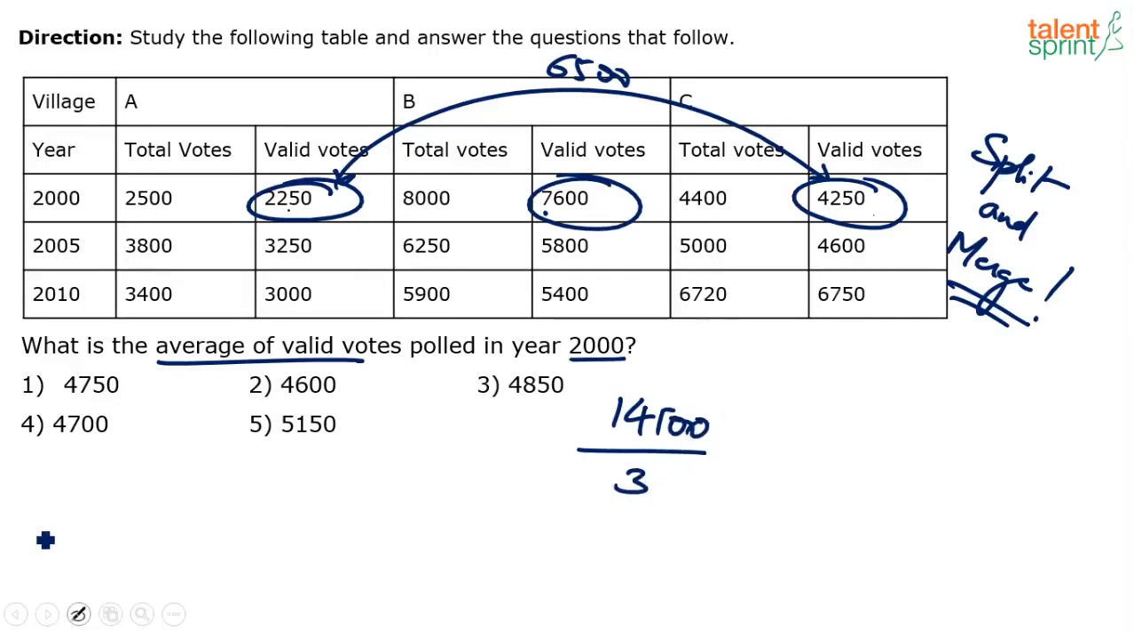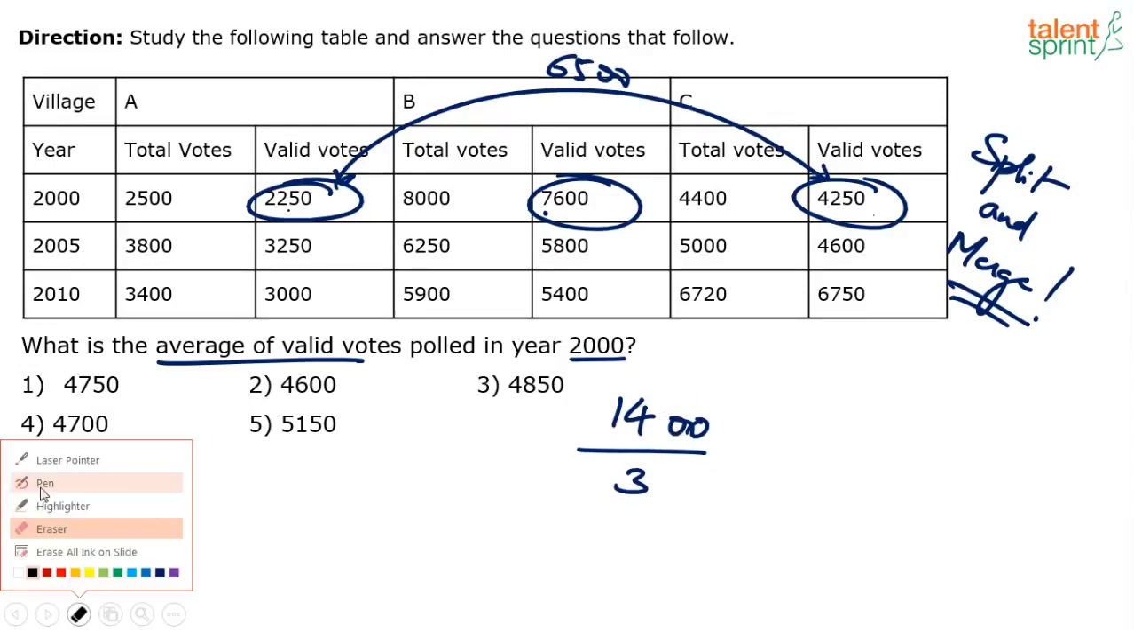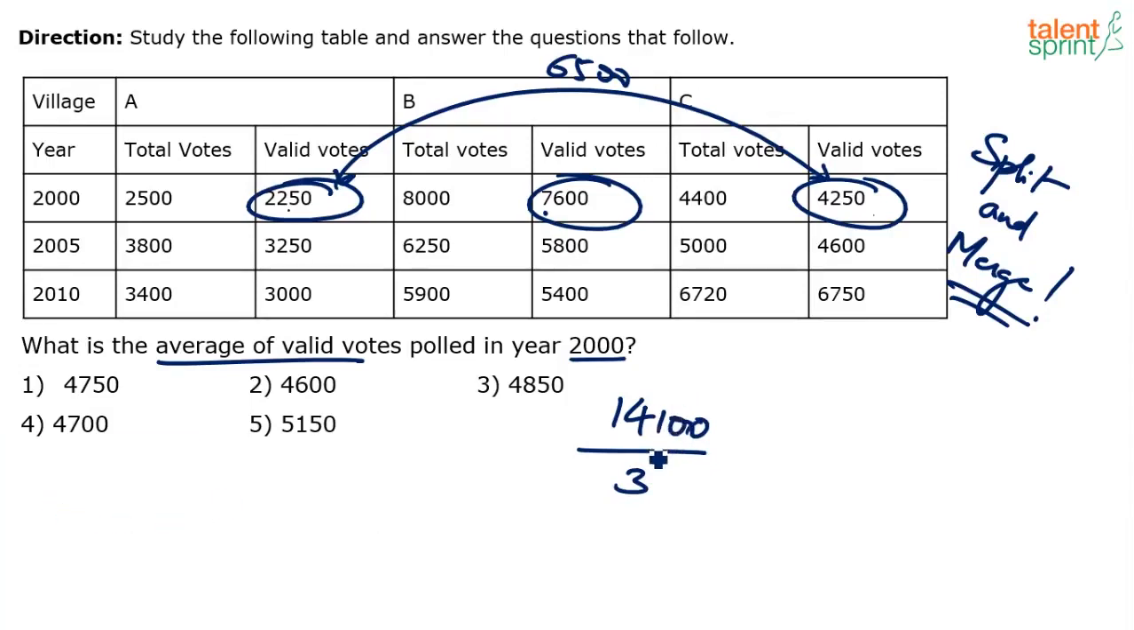See, as such, you can divide this value by 3 directly, not a problem. But if at all you're not able to, which I'm sure is the most common problem with most of us, then you split. How do you split it? 14,100 is not 14,100. It is 12,000 plus 2,100.